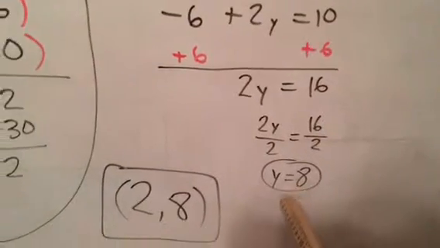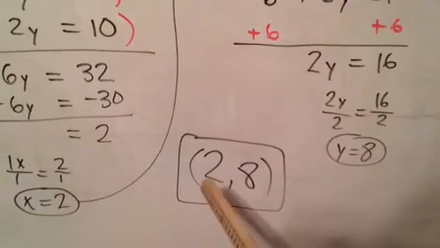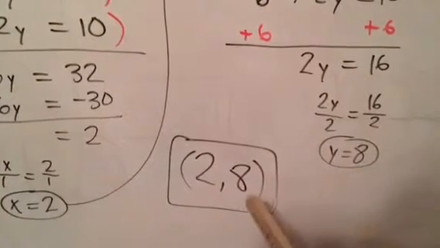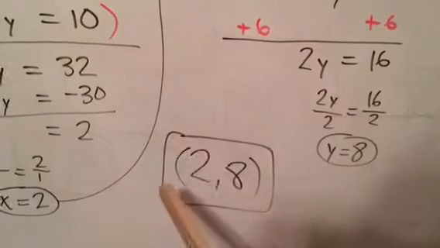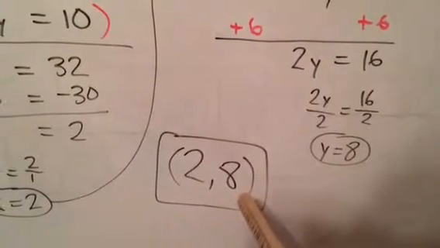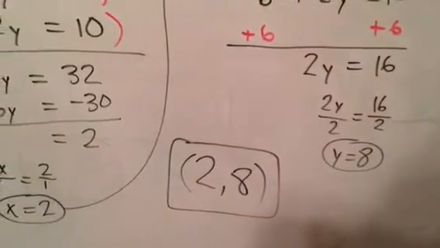And now we have our solution. X has a value of 2. Y has a value of 8. As a coordinate, they intersect at (2, 8). Had we graphed our two equations, this is the point at which the two lines would intersect each other.